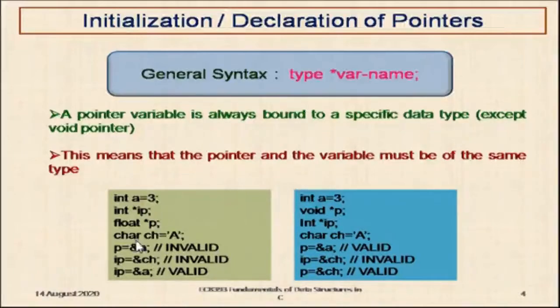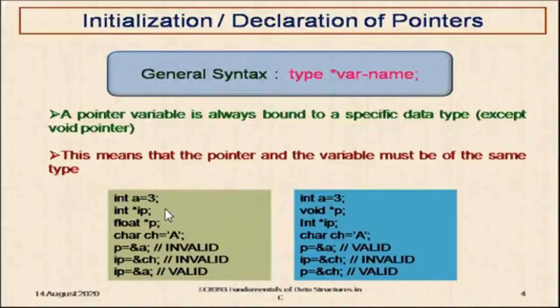So here we have some declarations. Int a is equal to 3, int star I. So what is the meaning? Int a, we know. So a is declared as an integer variable. And also the assignment is made here. Or we can do it in a separate line also, int a, semicolon. Then the next time we can do a is equal to 3.